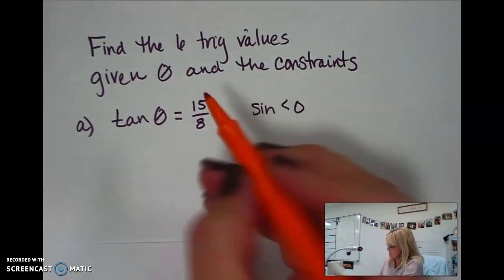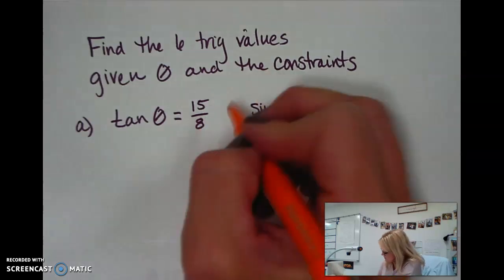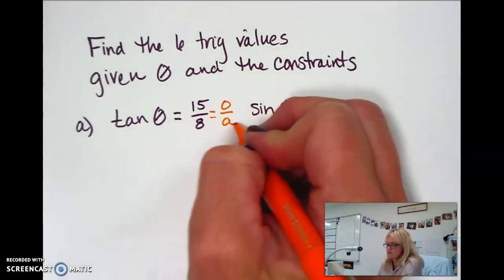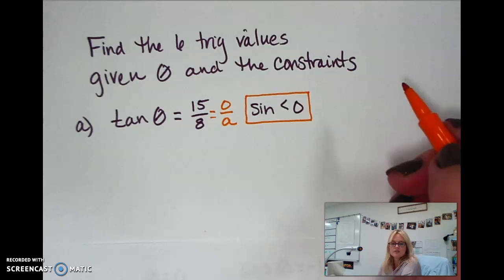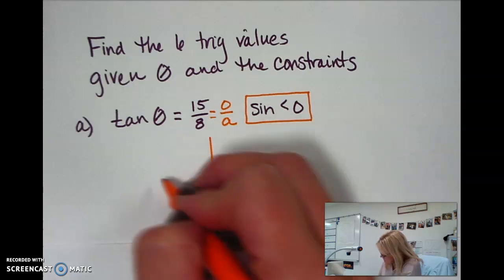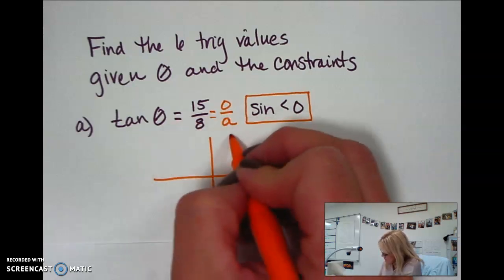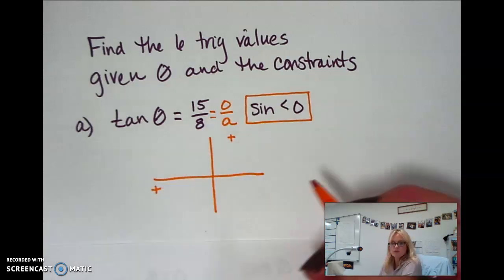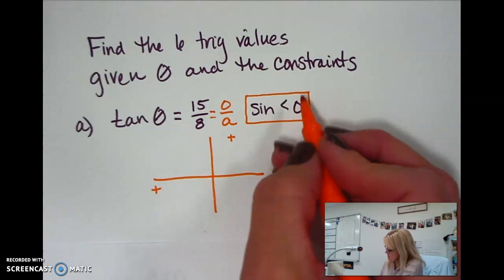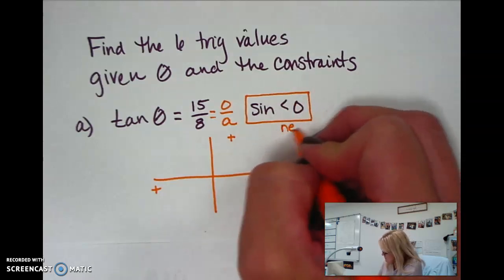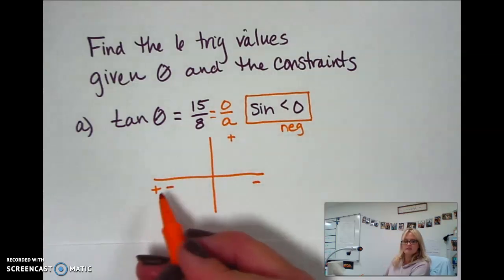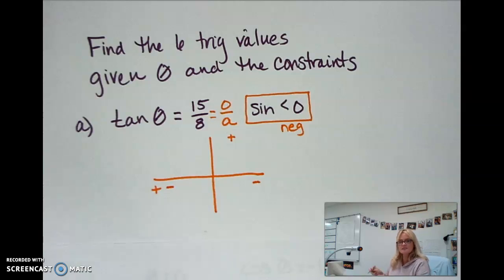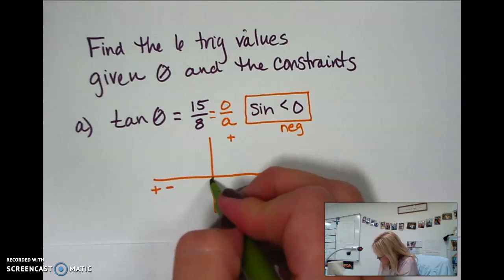So this is saying that the tangent of theta is 15 over 8. We know that tangent is TOA, opposite over adjacent. However, this is going to give us our constraint to help us know what quadrant to put this in. So we know that tangent is positive in quadrants 1 and 3. But this is saying that sine is less than 0, so sine is negative. Well, sine is my y value, and it's negative in 3 and 4. So that tells me that this triangle now has to be drawn in this quadrant.